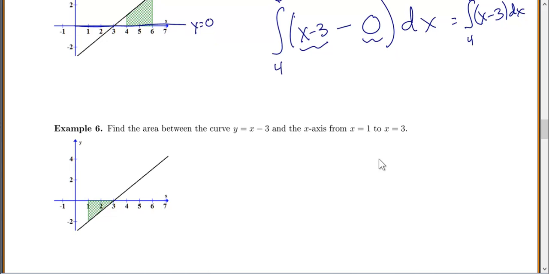But now I might change my example slightly, and I might still have that same curve, but what if I wanted to find the area over here, where my curve was actually under the x-axis? Now an area, by default, should be positive, right? We don't want to get a negative area, but if I just integrated from 1 to 3 of x minus 3 dx, I would get a negative answer. I would get negative 2, and that doesn't make sense. We can't have negative areas.